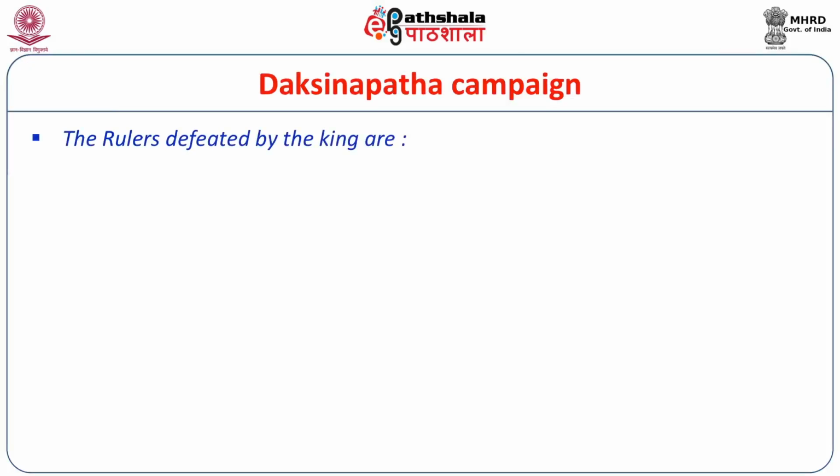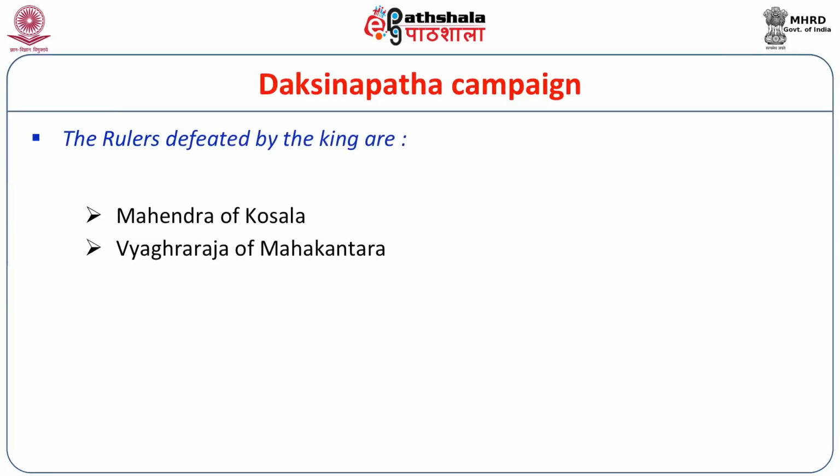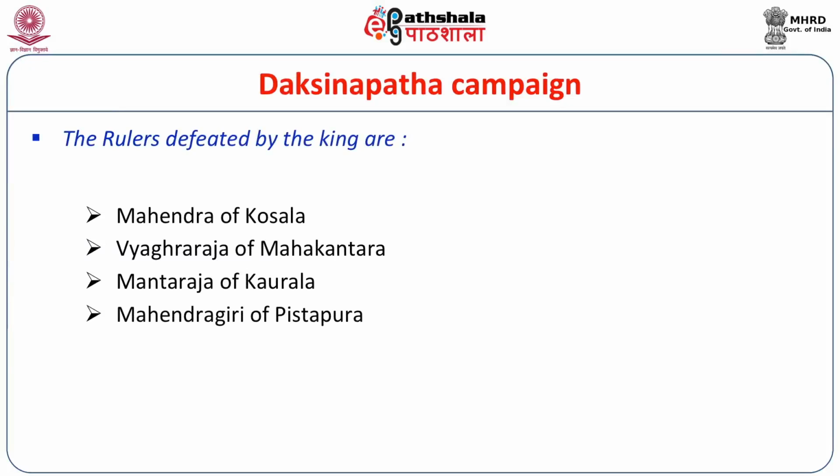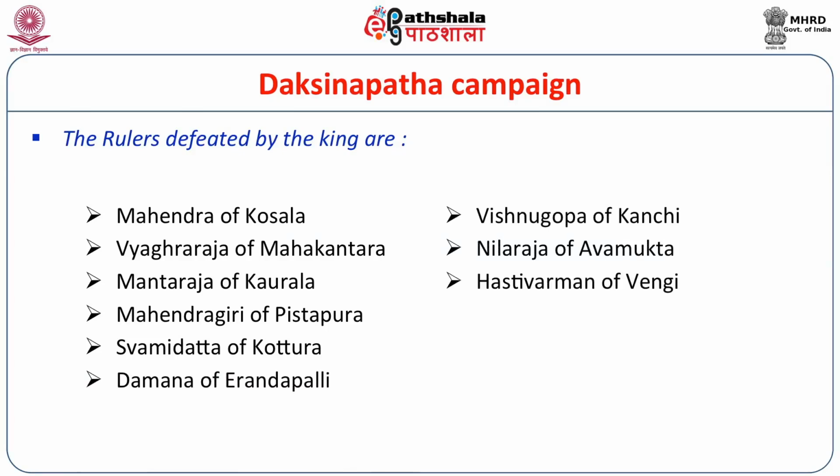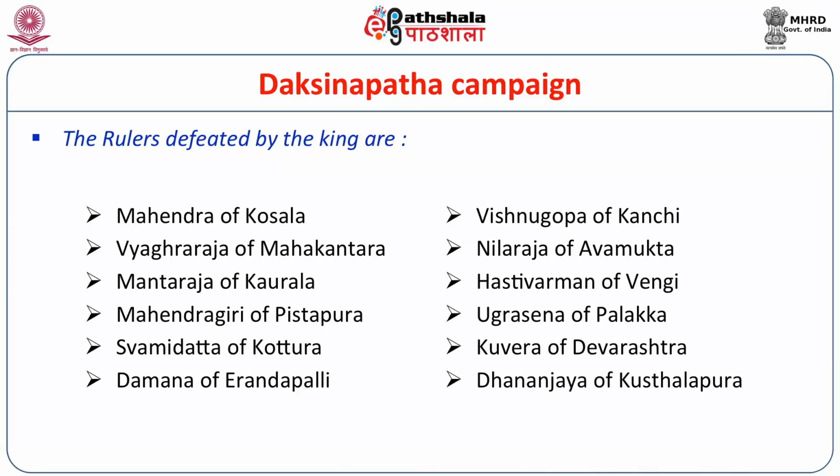Now, so far as the names of the rulers and the territories they were ruling, the inscription makes a complete reference to all of them, and the names are like this: Mahendra of Koshala, Vyagraraj of Mahakantara, Mantaraj of Kaurala, Mahendragiri of Pishtapura, Swamidatta of Kottura, Daman of Erandapalli, Vishnugapa of Kanchi, Nilaraj of Abhamukta, Hastivarman of Bengi, Ugrasen of Palaka, Kubir of Devarashtra, Dhananjay of Kustalapura.